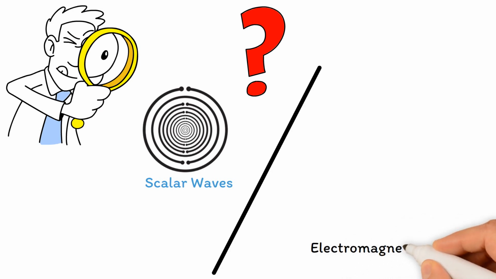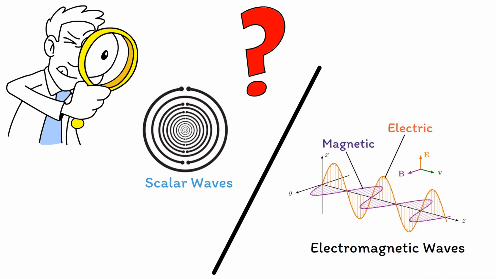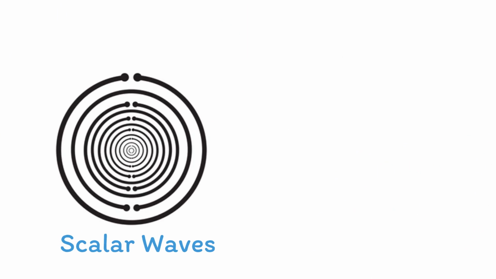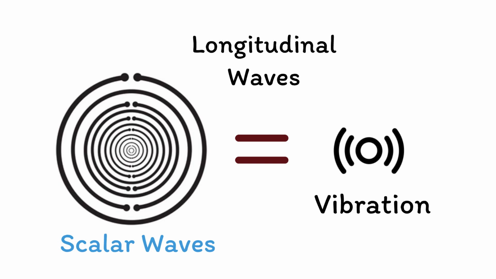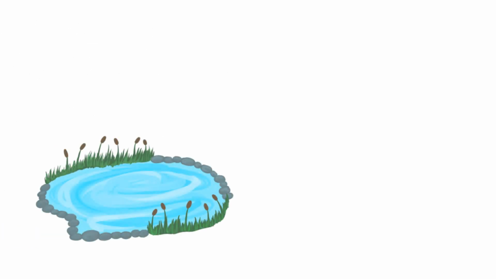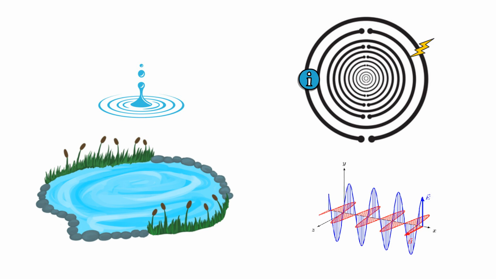Unlike regular electromagnetic waves, which have both electric and magnetic components, scalar waves are different. They're often described as longitudinal waves, meaning they travel in the same direction as the vibration. Think of them like ripples on a pond, spreading out from a single point without the typical back and forth motion. Scalar waves are theorized to carry energy and information without the usual loss that occurs with electromagnetic waves.